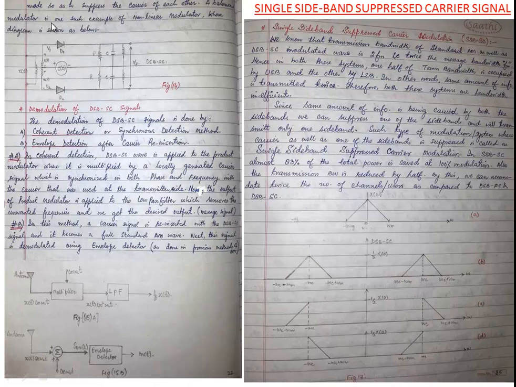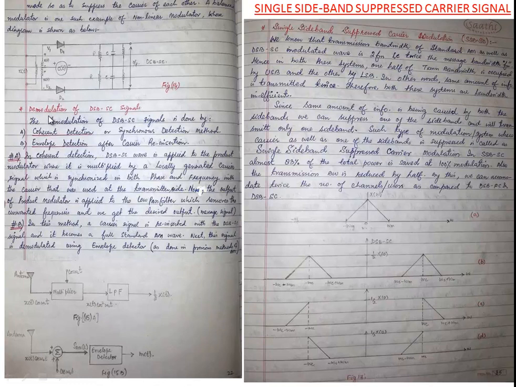A balanced modulator is one such example of a nonlinear modulator, shown in the figure given below. At these two terminals of this transformer we apply the message signal. This is diode D1, this is diode D2. We have this carrier signal which is applied at the center tap of this modulator. We have R and C on the upper side, R and C on the lower side.